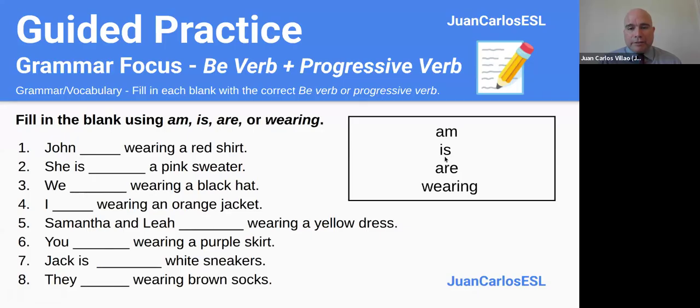If it's third person, that means we have to use the be verb is. So John is wearing a red shirt.